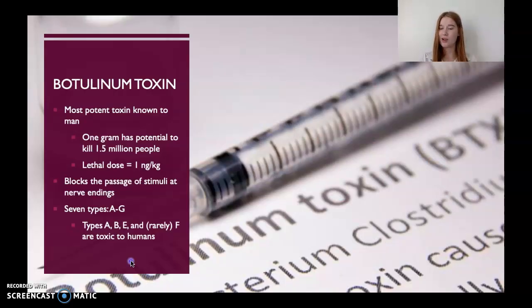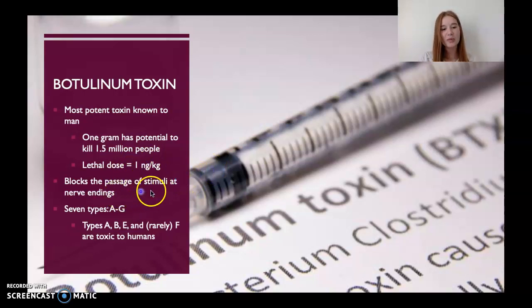Now on to the botulinum toxin, which causes the disease. So very interesting. The toxin is the most potent toxin known to man. Just 1 gram has the potential to kill at least 1.5 million people, and this is according to a study done just this year. The lethal dose for an average man is 1 nanogram. That's 10 to the negative 9th.